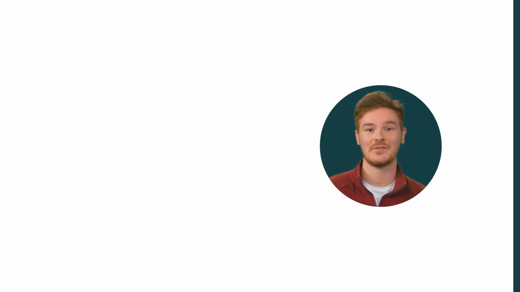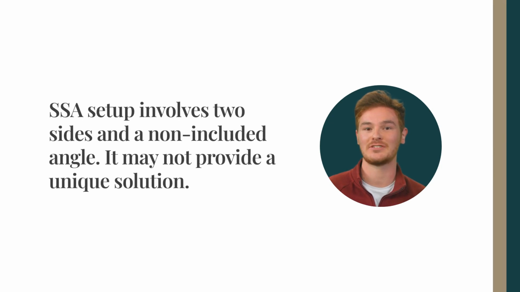For the ASA configuration, you know two angles and the side between them. This scenario is straightforward, as it directly leads into using the law of sines. In the SSA setup, you have two sides and an angle that is not between them. This can be a bit trickier, since it might not always provide a unique solution.